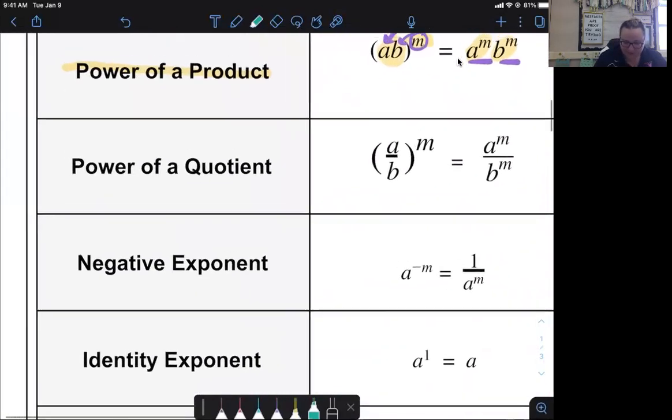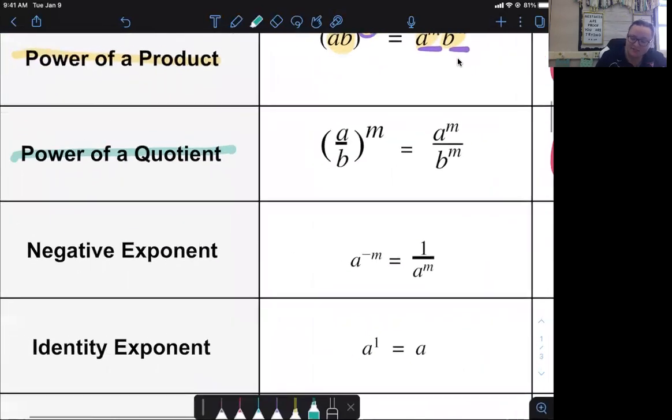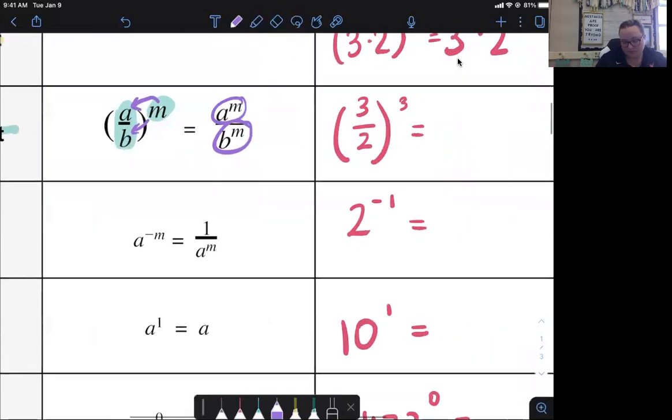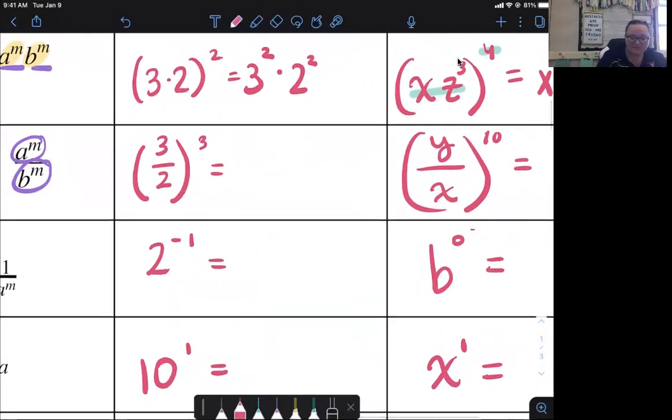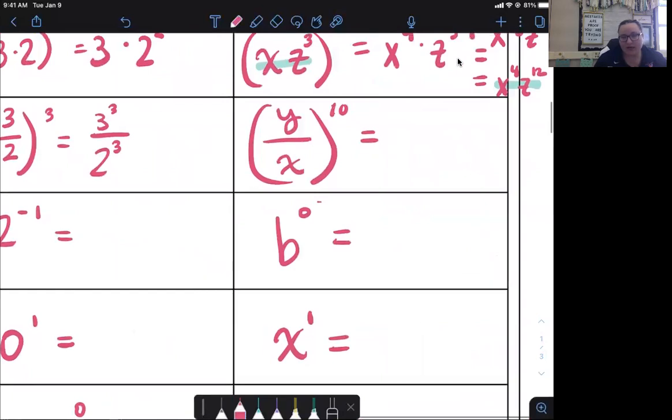All right, now for a power of a quotient. That means we're taking something that's being divided, a over b, and we're taking that to a power of m. Again, you just apply that power to everything in the parentheses. So you get a to the m over b to the m. So if I do that here, I'm going to have 3 cubed over 2 cubed. y over x to the 10th would be the same thing as y to the 10th over x to the 10th.